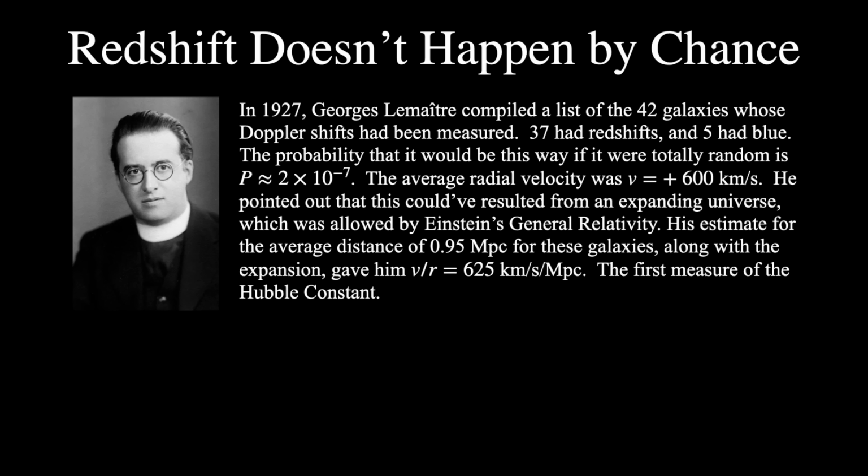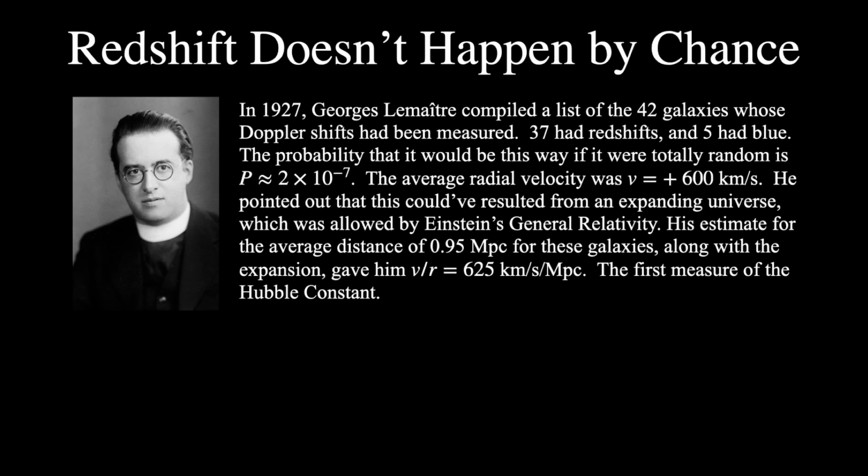He compiled a list of the 42 galaxies whose Doppler shifts had been measured. And he theorized that the recession of these nearby spiral nebulae or galaxies could be explained by an expanding universe, which was going to be confirmed by Edwin Hubble later. But he found that in his list, 37 had redshifts and 5 had blue shifts.